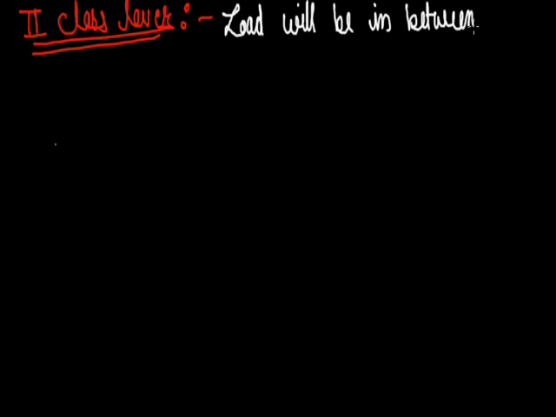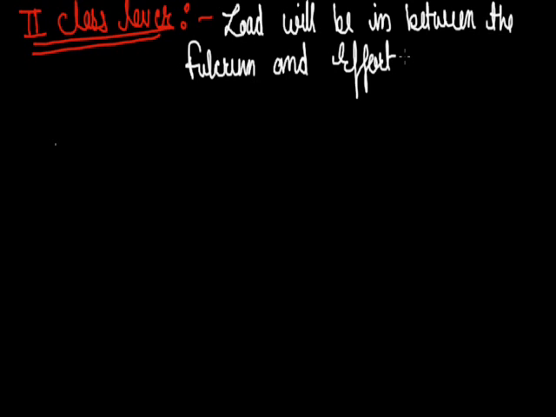Now second class lever. How can we define second class lever? In second class lever, the load lies between the effort and the fulcrum. And we can draw a rough diagram here. For the second class lever, the load will always be in between the fulcrum, suppose it is a fixed point, and the effort.